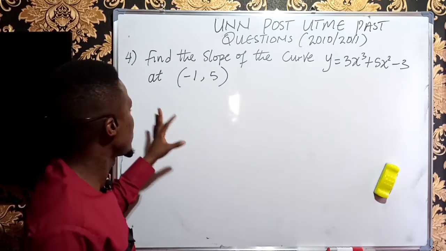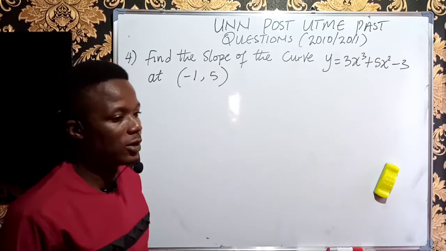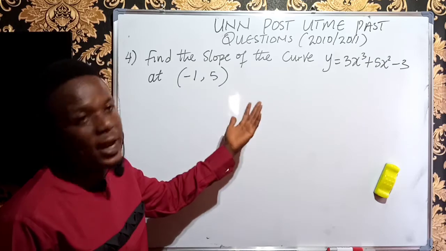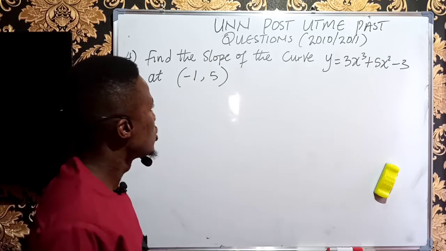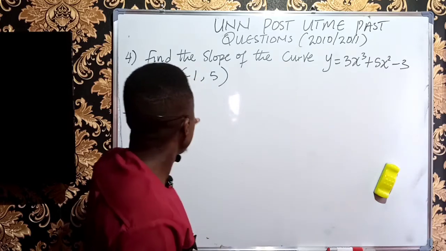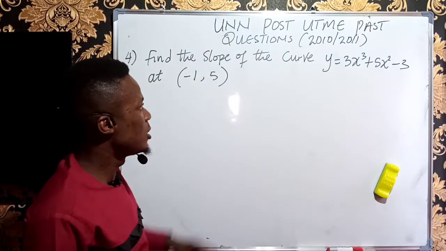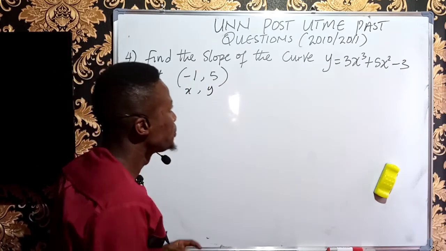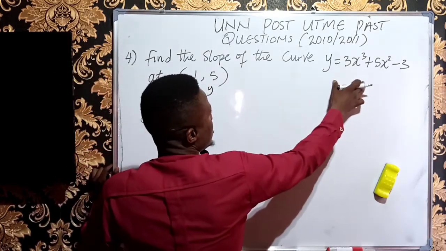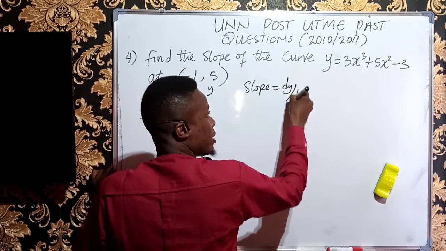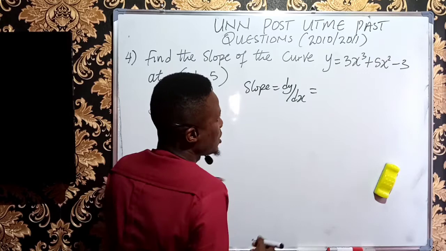So we are required to get the slope of this curve. And slope is just gradient, rate of change of y with respect to x, which is differentiation. So this implies that we are going to differentiate this function and plug in the value of x at minus 1. Because in points like this, the first is x and the second is y.